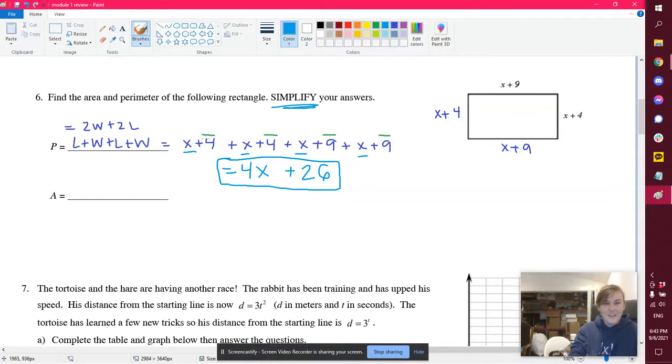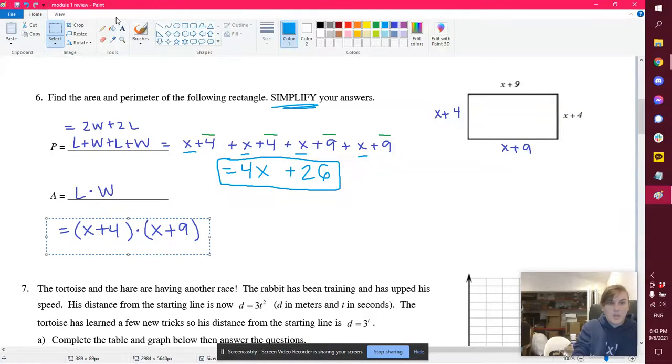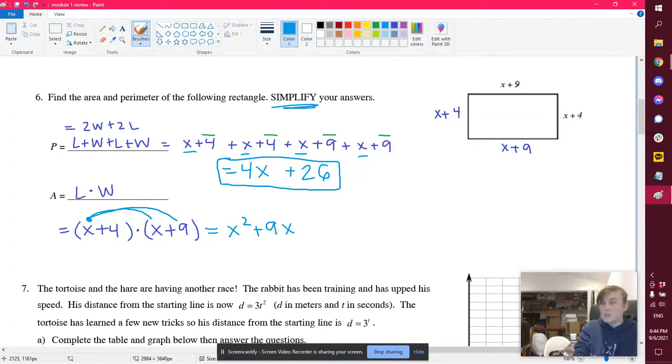Okay, the area of a rectangle is length times width. Here, x plus 4 times x plus 9. Again, this is a binomial multiplication one. I like the foiling better, but if you want to do the box here, you're totally allowed, where you multiply the x times both of these. X times x is x squared. X times 9 is 9x.